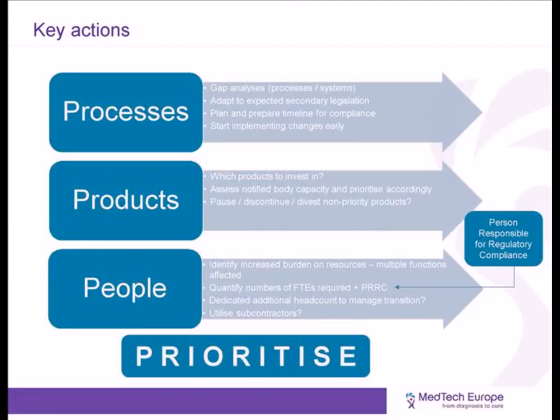Manufacturers and authorized representatives will need to resource early on the required person or persons responsible for regulatory compliance as part of their preparation for transition. In addition, manufacturers must consider the number of full-time employees and whether this should be increased in the run-up to implementation and potentially thereafter to ensure continued compliance. It may be advisable to have a dedicated additional headcount to manage the transition and in particular to monitor the large amount of secondary legislation which is expected to follow. And depending on the size of the company, the use of subcontractors may be appropriate for some of the roles we've discussed.